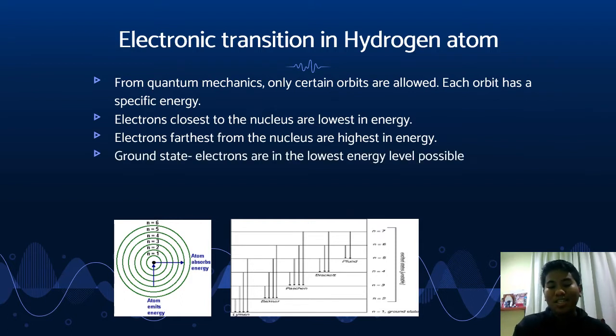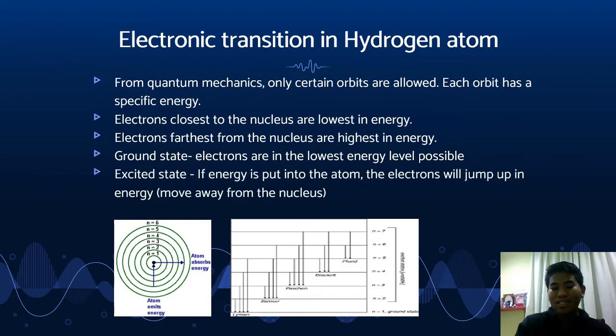In this topic also, we know about ground state and excited state. What is ground state? Ground state is when electrons are in the lowest energy level possible. And for the excited state, if energy is put into the atom, the electrons will jump up in energy, which means the electron moves away from the nucleus.